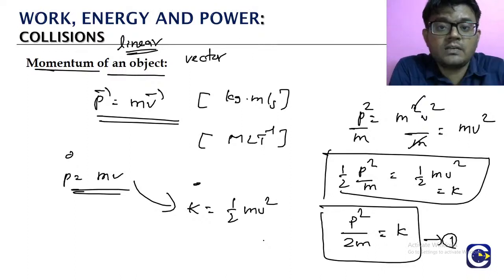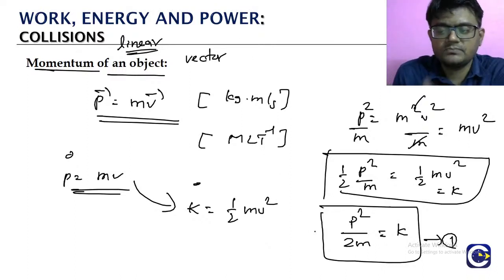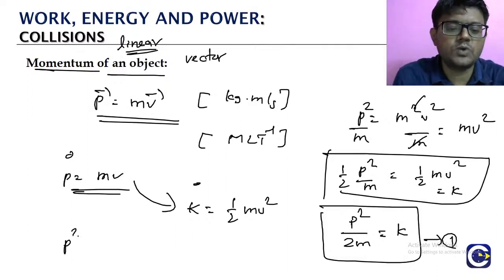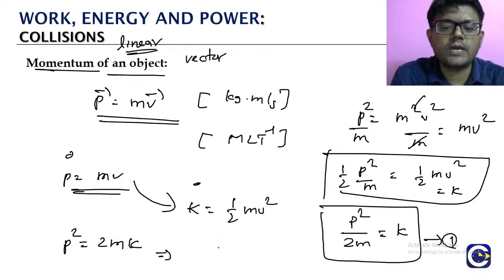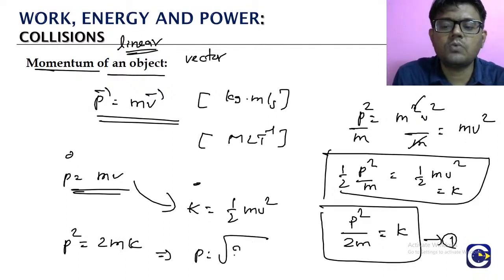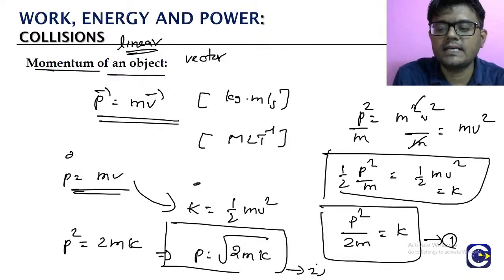The other way is expressing the linear momentum value in terms of kinetic energy. How will it come? Just rearrange it. Rearranging means p square is equal to 2mK. Take a square root. p is equal to root 2mK. This we will call the second equation.